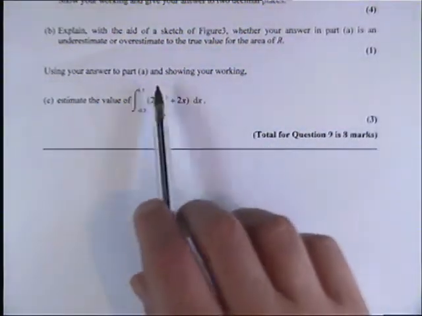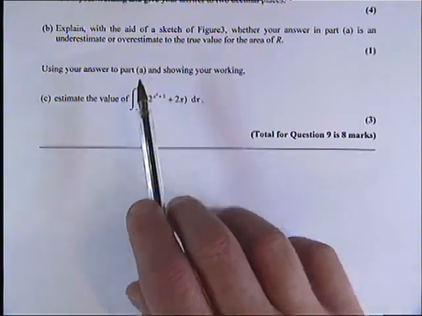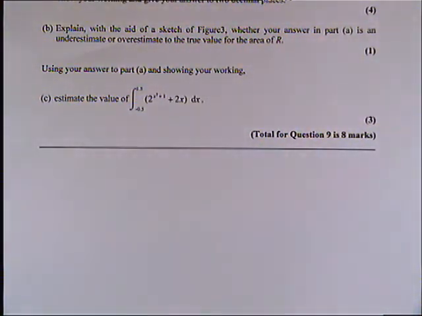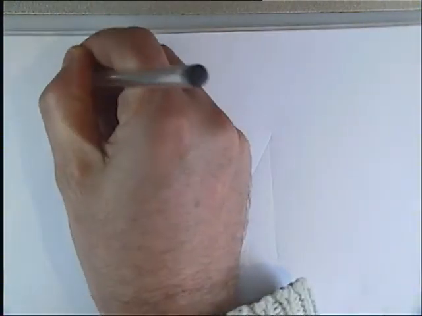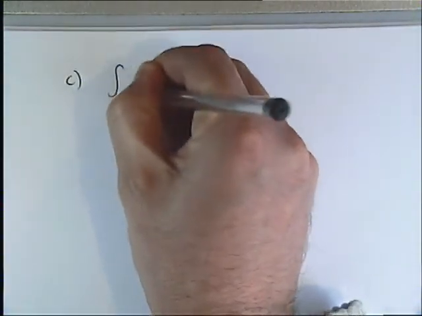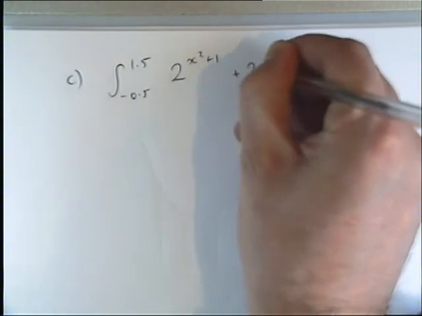Okay, part C. Part C was quite tricky. Let's have a look at what it says. It says, using your answer to part A, which was a crucial part of the question, and showing your working, estimate the value of the integral of, and you can see there, 2 to the power of x squared plus 1 plus 2x. So, how are we going to do that? Well, let's just write out on this piece of paper what we're trying to do here. So, minus 0.5 to 1.5, 2 to the power of x squared plus 1 plus 2x dx.